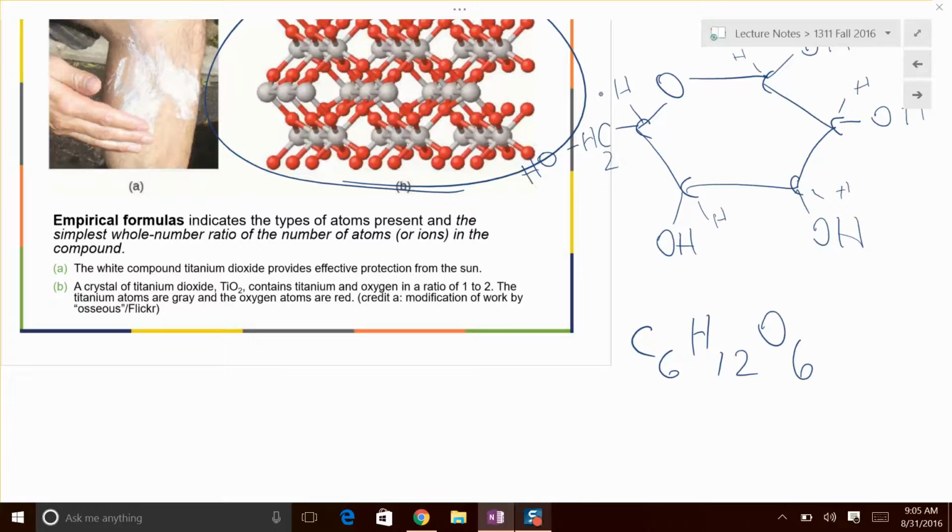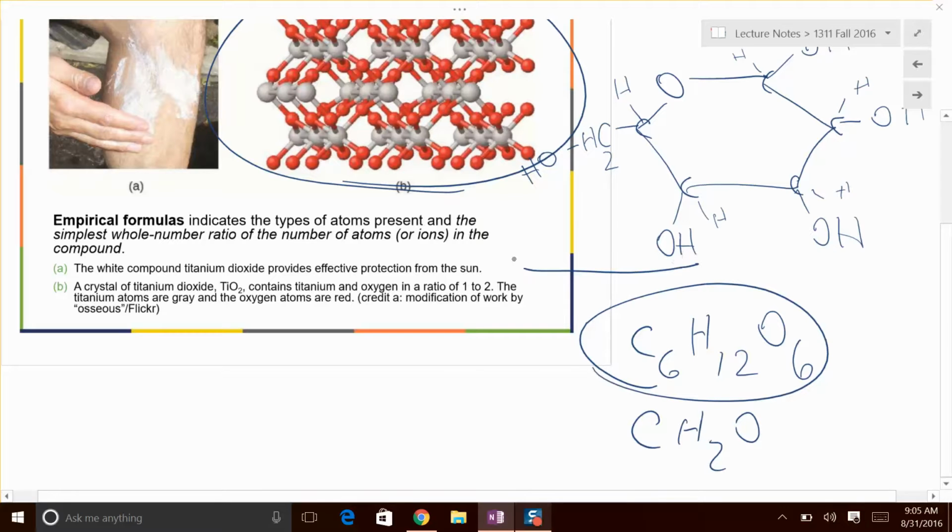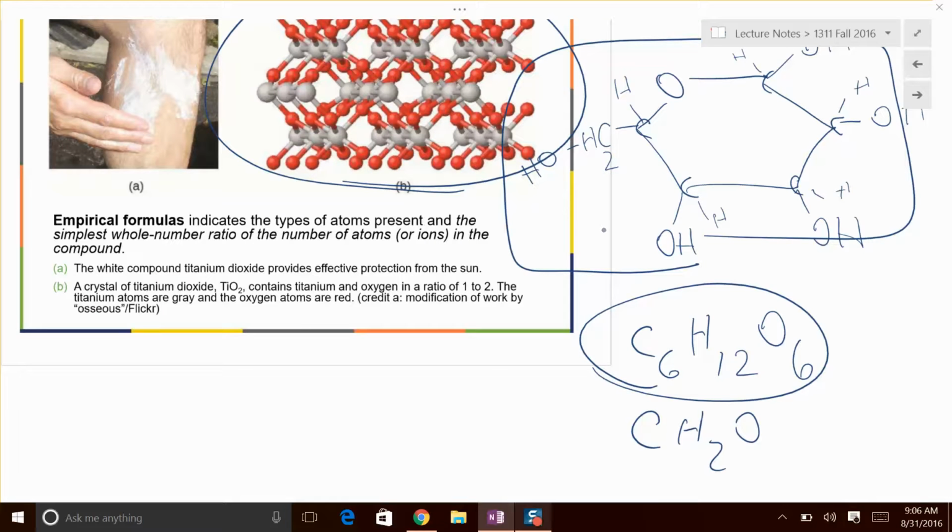I would represent it as C6H12O6. I would not represent it as CH2O, because this molecule's structure is what it is. It's a glucose molecule. Glucose molecules can associate with other glucose molecules, but they can also separate from one another, and as they do, they retain that structure. They're not changed. So for covalent molecules like this, I would represent their formula not as the empirical formula, but as the molecular formula.